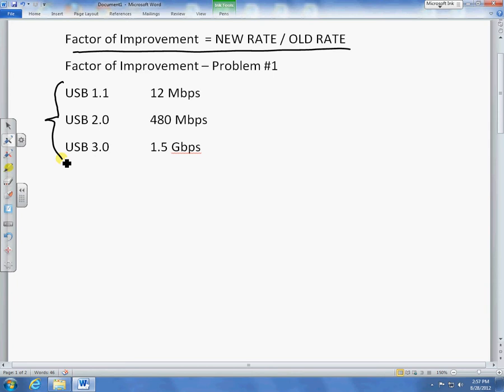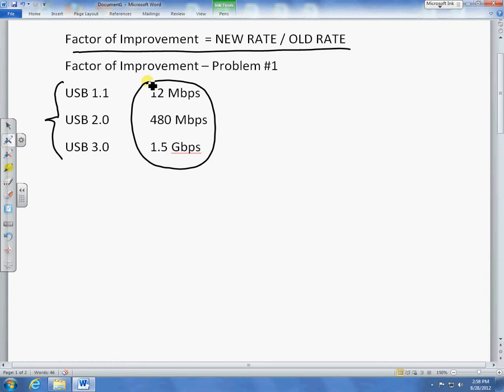And these are right next to us here. These are the transfer rates. USB 1.1 transfers data, and again, we're using our metric prefixes here, at 12 megabits per second. Okay, so that's a rate. It's bits per second, not just bits, but bits per second. USB 2.0 is 480 megabits per second, and then USB 3.0 is 1.5 gigabits per second. All right, so let's do some comparisons here.